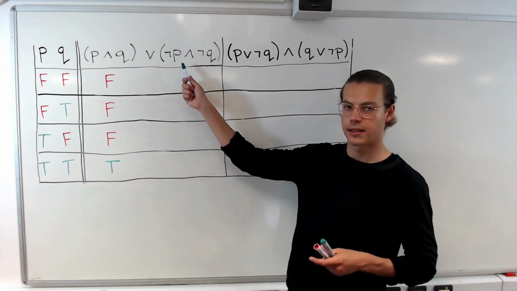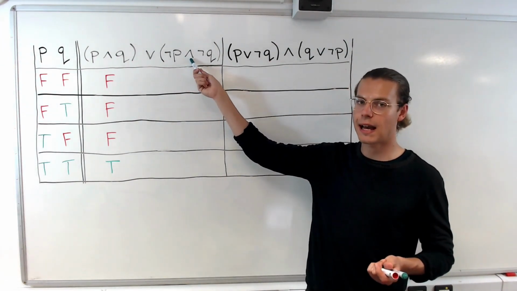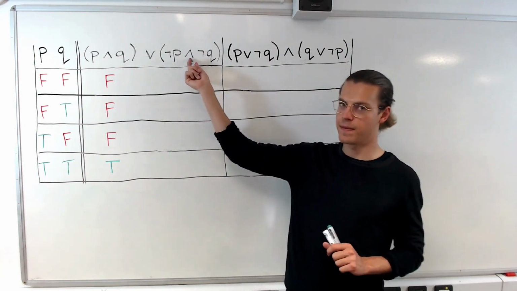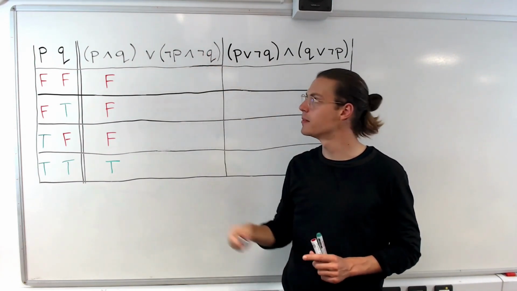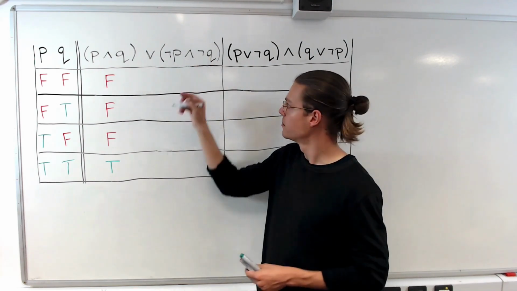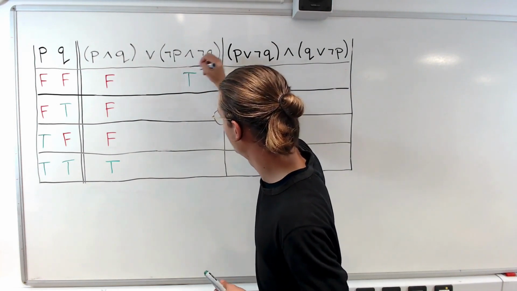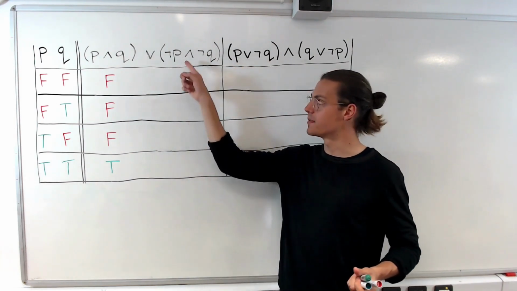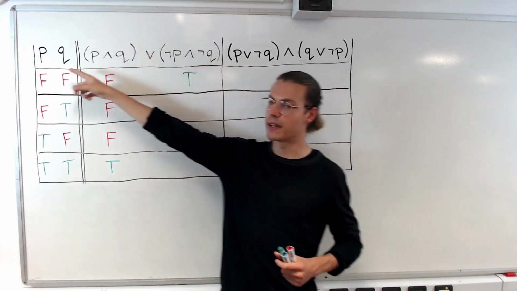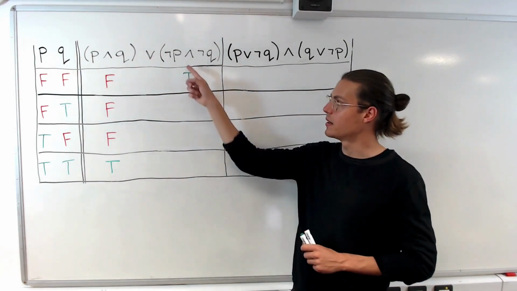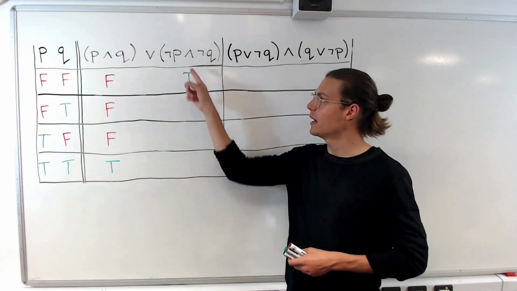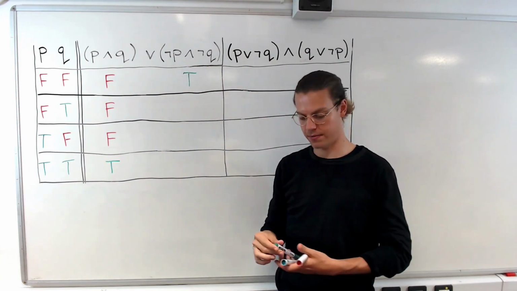Next, let's look at this, not P and not Q. So this is true if both P and Q are false, right? If not P is true and not Q is true. Otherwise, this is false, right? If at least one of P and Q is true, then at least one of not P and not Q is false, and so this will be false.